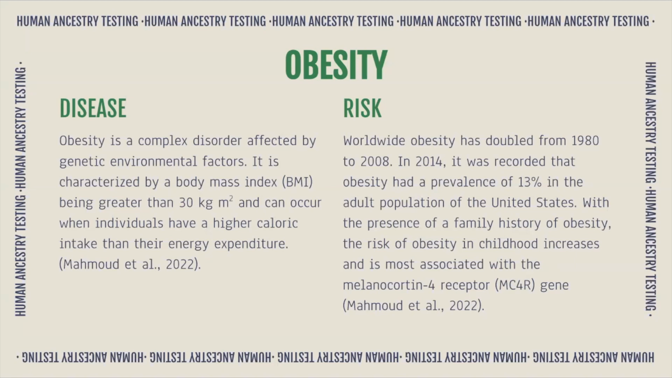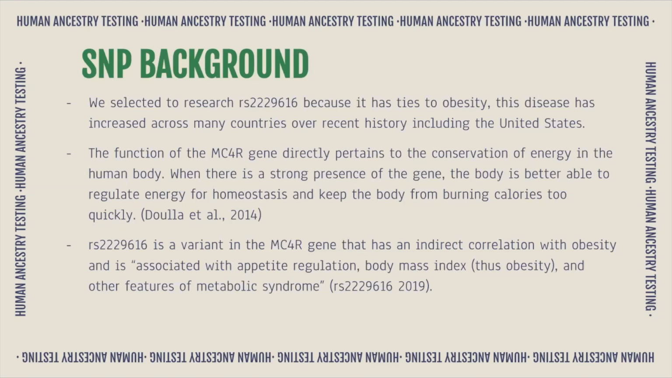With the presence of a family history of obesity, the risk of obesity in childhood increases and is most associated with the melanocortin-4 receptor, or MC4R gene. Some background on our SNP. The function of the MC4R gene directly relates to the conservation of energy in the human body. When there is a strong presence of the gene, our body is better able to regulate energy for homeostasis and keep it from burning calories too quickly.